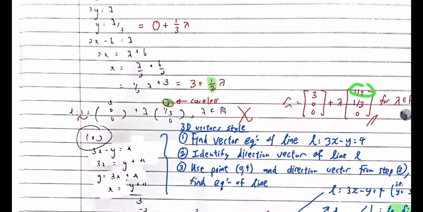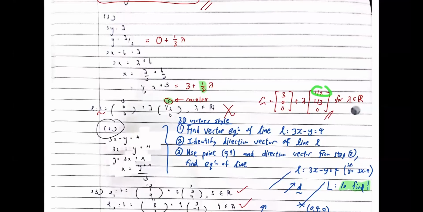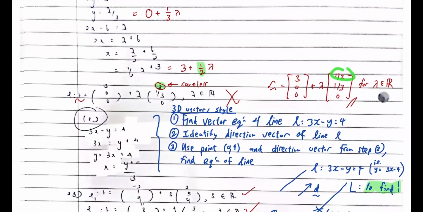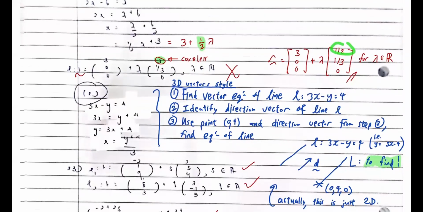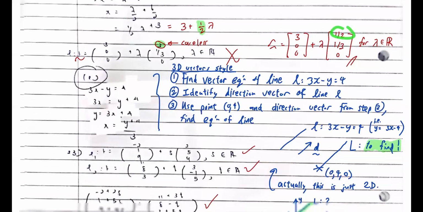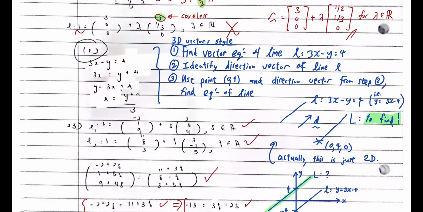Then this one, part E, you circled. You want me to go through? Okay, I will go through. So the trick here is, let me read the question. You're trying to find a vector equation and Cartesian equation of the line passing through the point 0, 4 and parallel to the line 3x minus y equal to 4.